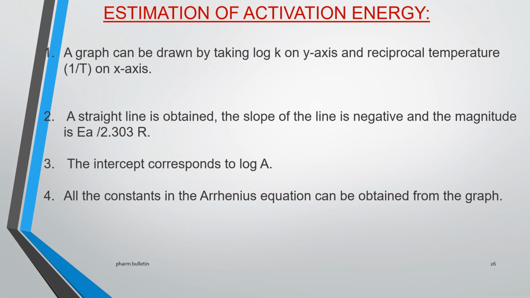So now we are going to see what we can estimate from the activation energy. A graph can be drawn by taking log K on the y-axis and reciprocal temperature on the x-axis. A straight line is obtained. From the straight line, the slope is negative and the magnitude is Ea by 2.303 R. The intercept corresponds to log A. All the constants in the Arrhenius equation can be obtained from the graph.